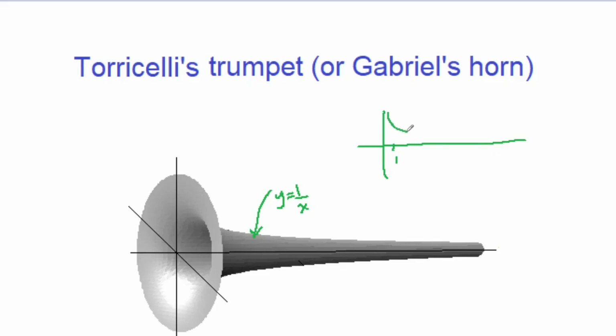Well, here's 1 over x. If we rotate the graph around the x-axis from 1 to infinity, you get a trumpet-shaped figure like this that we see here. This figure is often called Gabriel's horn, maybe because it has infinite size, and so it's not a human thing.